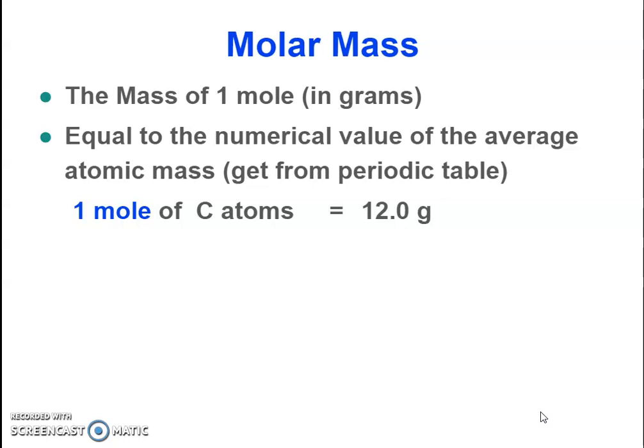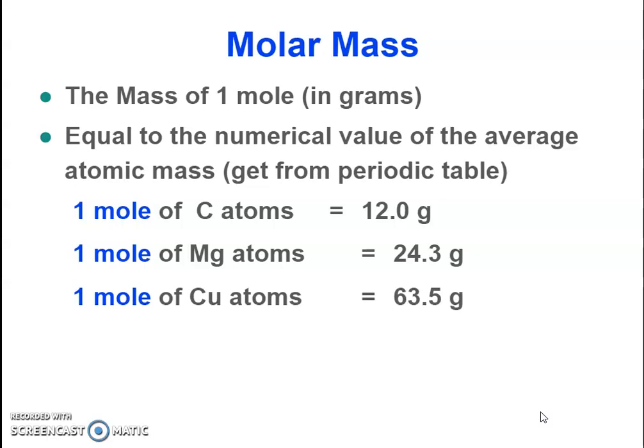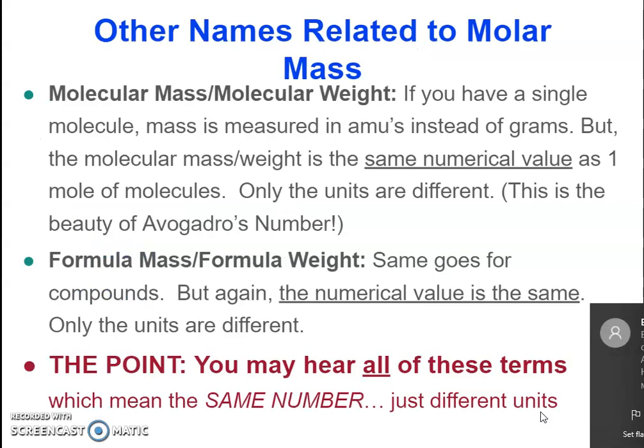All right, so if you look, pull your periodic table out. Go ahead and pause it for a second. All right, so you should be able to see that 1 mole of carbon atoms is 12 grams. 1 mole of magnesium atoms is 24.3 grams. 1 mole of copper is 63.5 grams. Okay, so do you see how those work? So we just convert that atomic mass unit that's on your periodic table, that just winds up being grams. Okay?